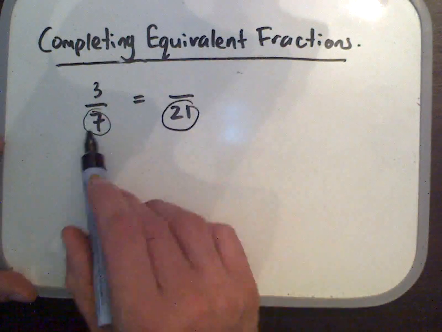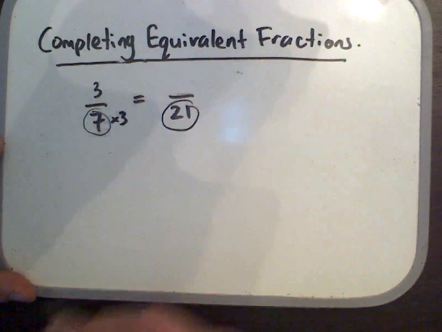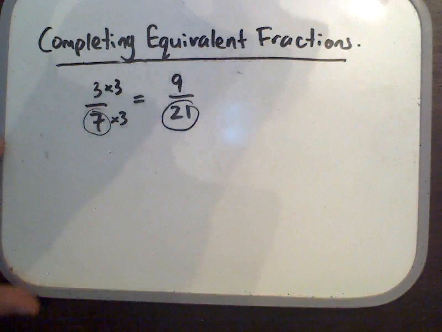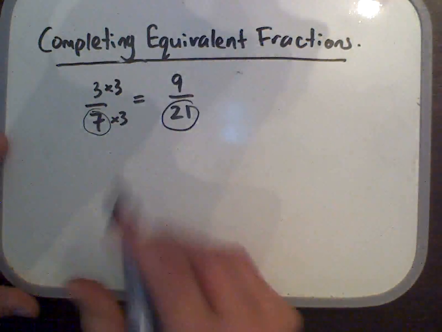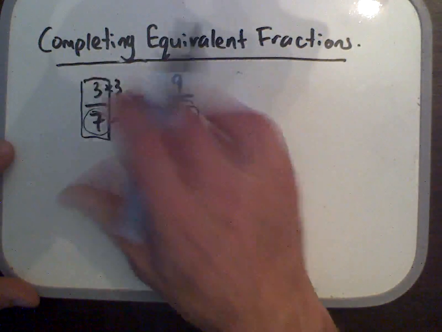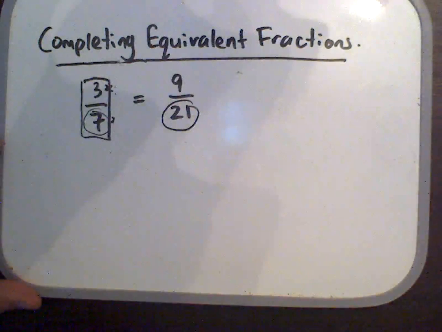Let's make that link. How does 7 change to 21? We multiply that by 3, which is great. And we must do the same to the top, which gives us 9. Okay, nice simple one. This fraction here is what we call our simplest form fraction.